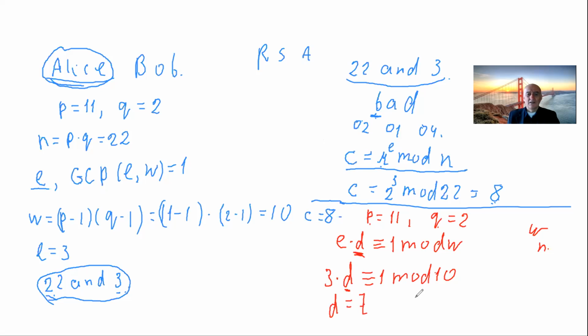It's 7 because 3 times 7 is 21, and 21 is congruent to 1 modulo 10. It's easy to understand because 21 minus 1 is 20, and 10 divides 20. Okay, so we know that this is 7.